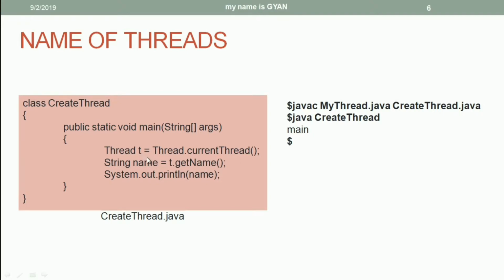By using the reference variable t, we are calling that getName method, t.getName. That will return the name of the thread corresponding to that thread object whose reference is stored into the reference variable t. It returns the name of the thread as a string, whose reference will be stored into the reference variable name of type string. When we print the reference variable name, it will print the name of the thread, that is main.